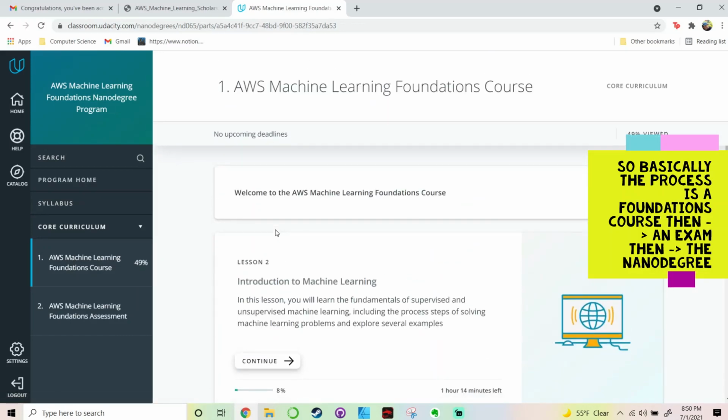So if you are planning on applying for a scholarship next time, this is what you're supposed to go through. It's not that big of a deal. I heard actually from someone who took this scholarship before that this whole thing took him about 3 weeks to be done with. I'm talking about the foundation, of course, not the machine learning nanodegree.